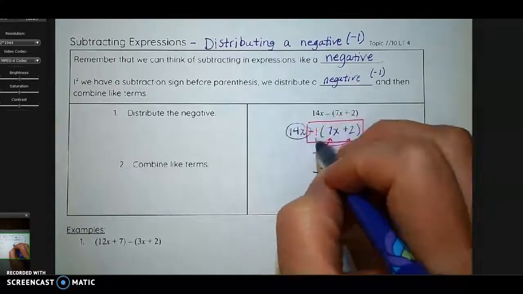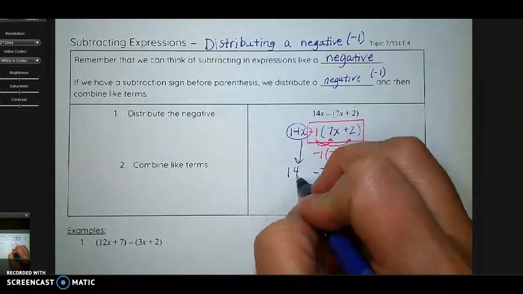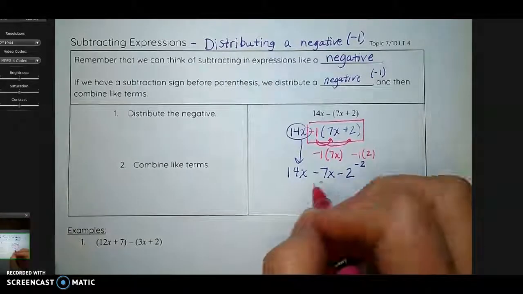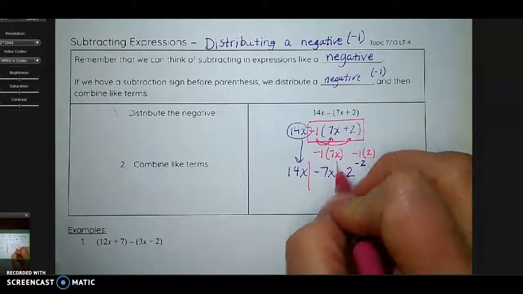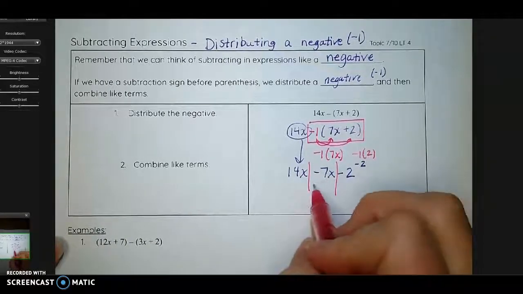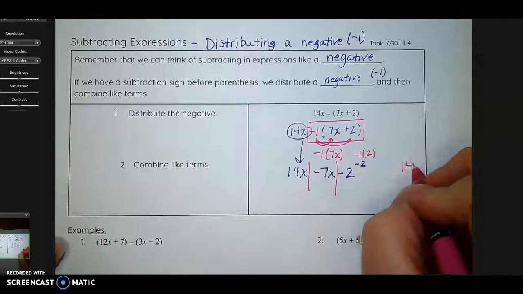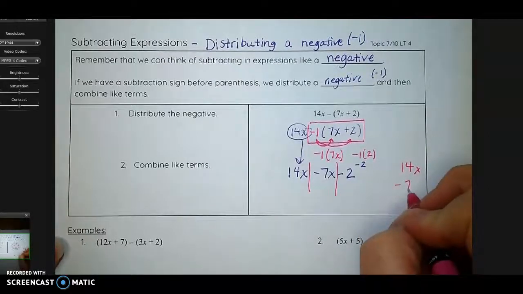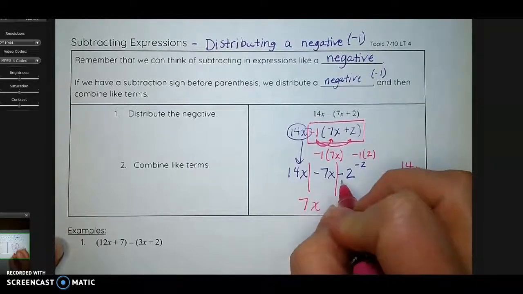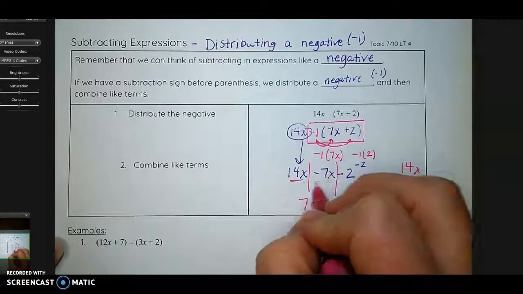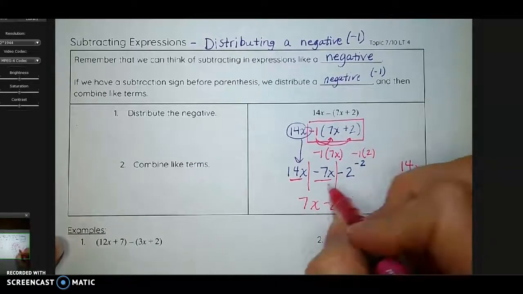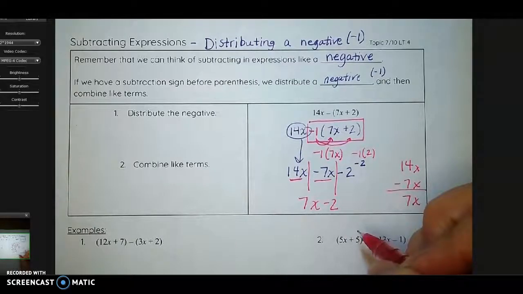Now we're going to bring that 14x back down. And we go, oh, wait a minute, now I have some like terms. So now, if we split those up into terms, we have 3 terms, and 2 of them are like. So I have 14x and a -7x. When I combine those, I get 7x. And then we still have the -2. It didn't have anybody in common, so there were no like terms with the 2. So we got 7x minus 2 for our answer.